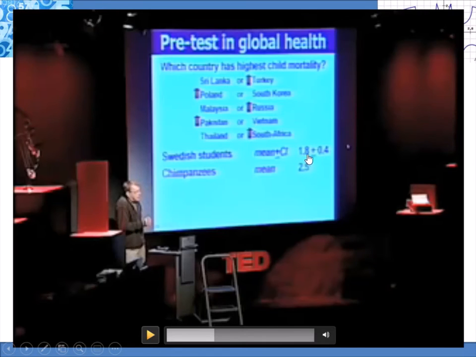So it might be plus or minus. So it could be 2.2 to 1.4, right? It's plus or minus 0.4. So that's kind of the idea of the confidence interval. But essentially the mean was 2.